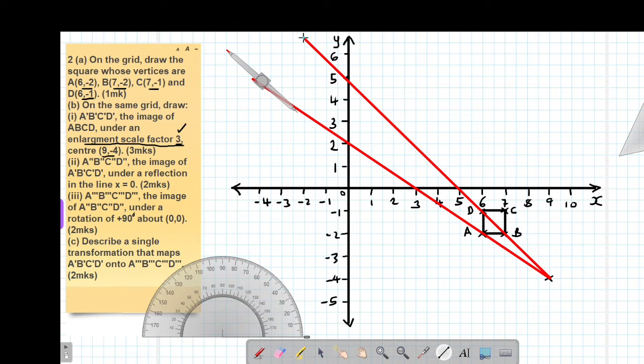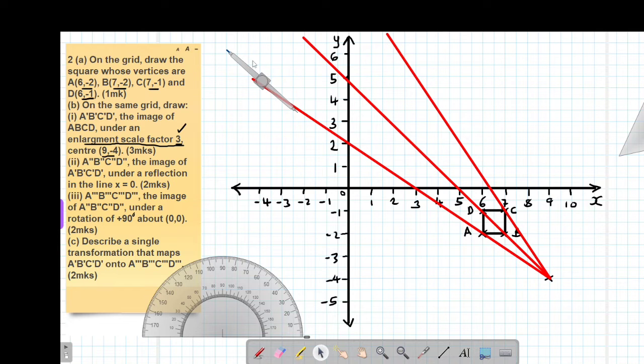So this is point B. Then I also connect point C through the center of enlargement. So this is my point C. Then of course, I also connect point D through the center of enlargement. But you realize points B and C will be sharing this particular line. Therefore, there's no need for me to redraw it. Therefore, we need to perform the enlargement now.